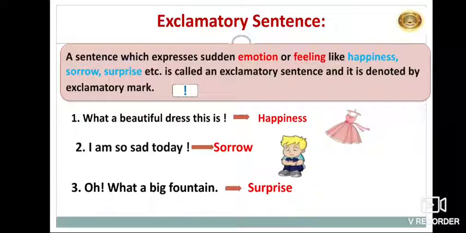Oh, what a big fountain! Now you see a big fountain in a park and you are very surprised to see it because you are seeing it for the first time. So you are expressing your feeling by saying, oh, what a big fountain! So we have put an exclamation mark. Now that is an exclamatory sentence. I hope you have understood the concept of the exclamatory sentence.